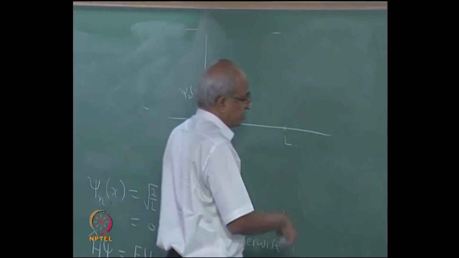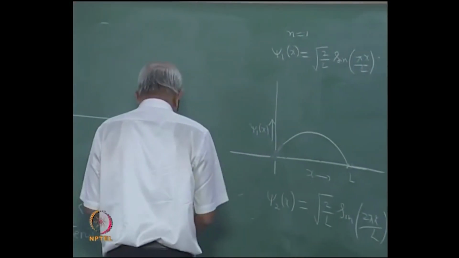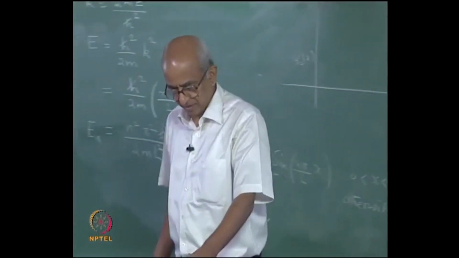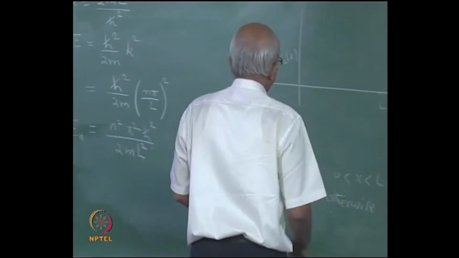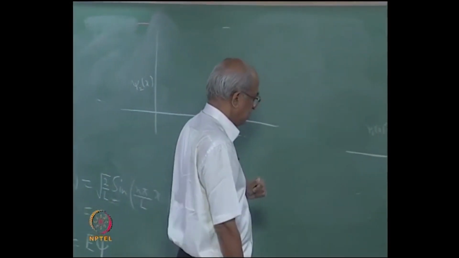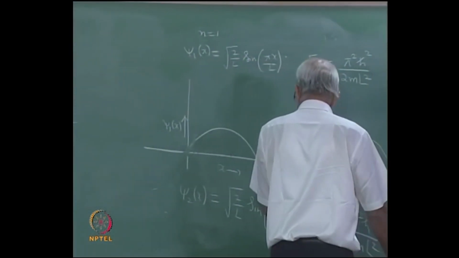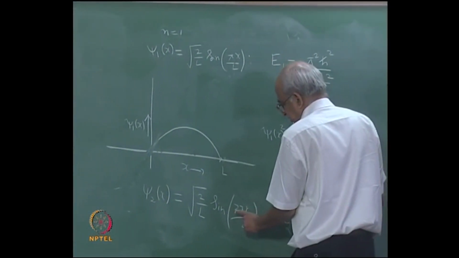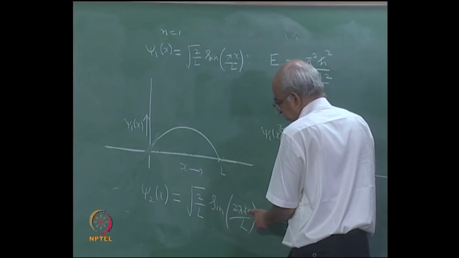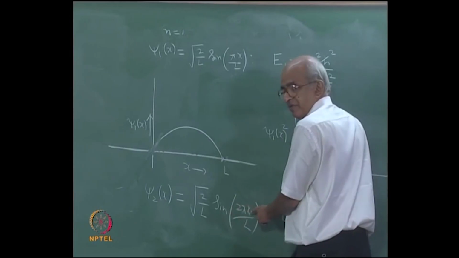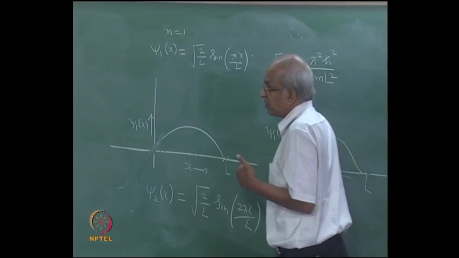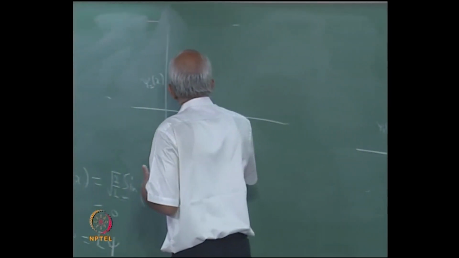And if you made a plot of this function against x, how would it look? Well, it is actually quite simple. At the boundaries of the box, the function has to vanish. But in addition to the boundaries, if you look at this function, suppose you look at the function at the middle of the box at x equal to L by 2. What will happen if you put L by 2 here? You are going to get sine of pi, which is actually 0. So, that means at the middle of the box also the function is 0.